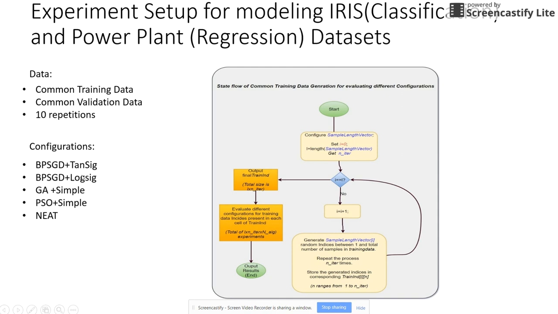The architecture involved is creating a sample length vector, which varies the sample size from small to large, and then observing the performance, how it performs from small sample size of training data to large sample size of training data. The same common training data is used for all the configurations, and also common validation data, which is the whole data set, and then 10 repetitions are used to avoid some bias on the training data. The configurations that are considered are back propagation with hyperbolic tangential sigmoid activation and logarithmic sigmoid activation, and genetic algorithm with simple topology, particle swarm with simple topology, and then NEAT.